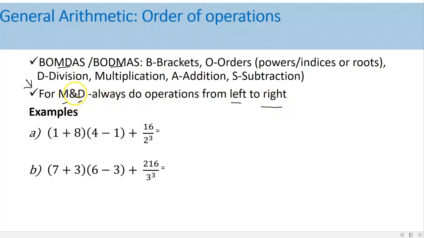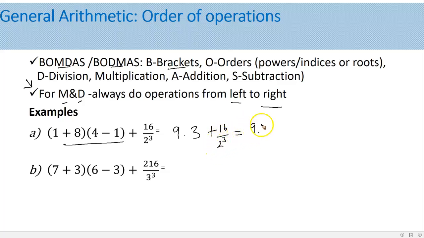What that means is that multiplication and division have the same order of operations. If multiplication is to your left, you start with multiplication. If it's division, you start with division. Let's work through this example. First you deal with brackets wherever they are. Check your expression for brackets and deal with them. So in this case, we're going to have 9 multiplied by 3 plus 16 divided by 2 to the power of 3. Secondly, you deal with orders, that is powers, indices, and roots.